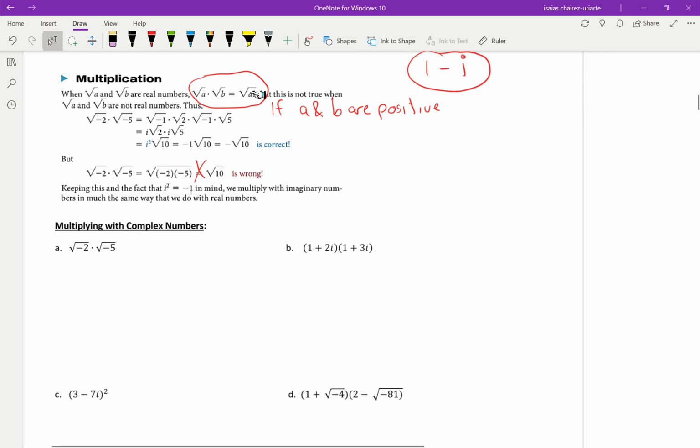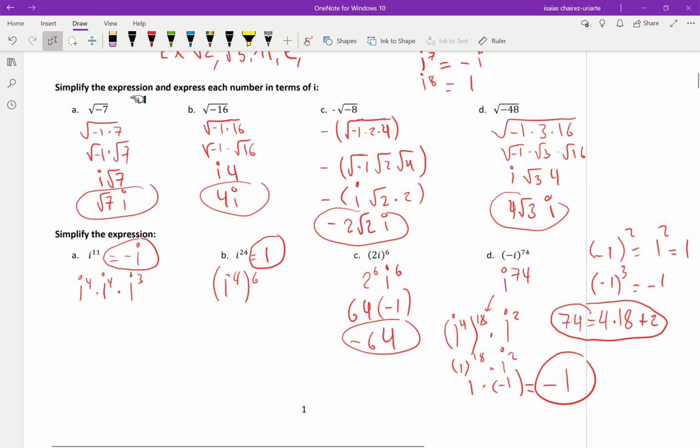You can use this rule here, the square root of A times the square root of B equals the square root of A times B, only if A and B are positive. And well, if you notice up here earlier, I was kind of violating that rule. I was saying that the square root of negative 1 times 7 equals the square root of negative 1 times the square root of 7. That's not quite true there. But that's okay. If you know the rules, then maybe you bend them a little bit sometimes, as long as you know what the end game is supposed to be.